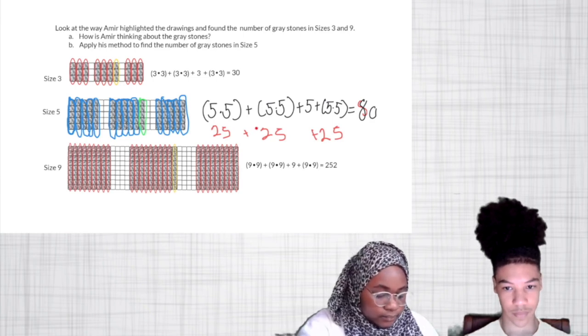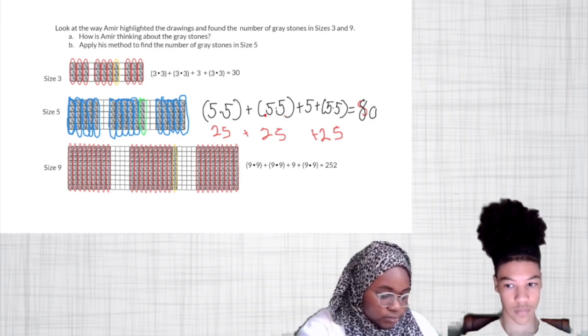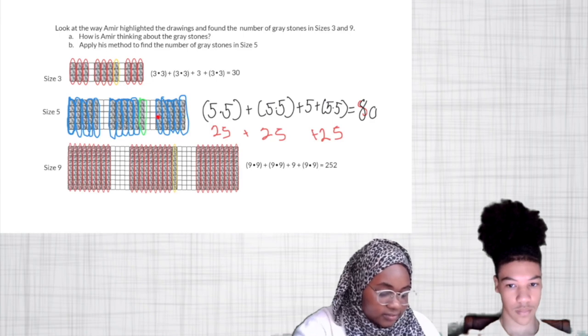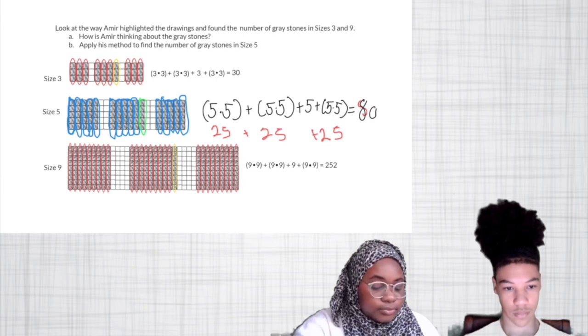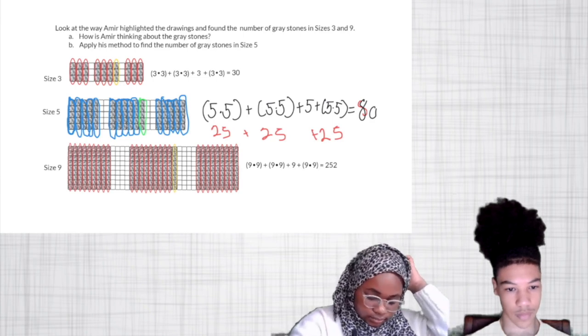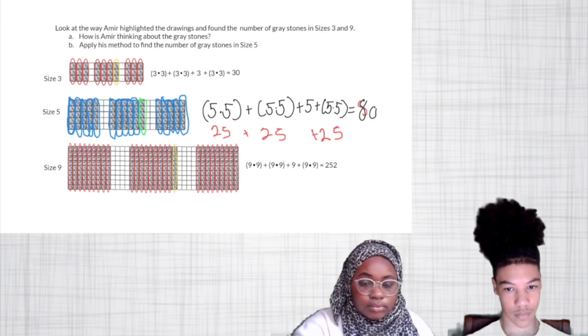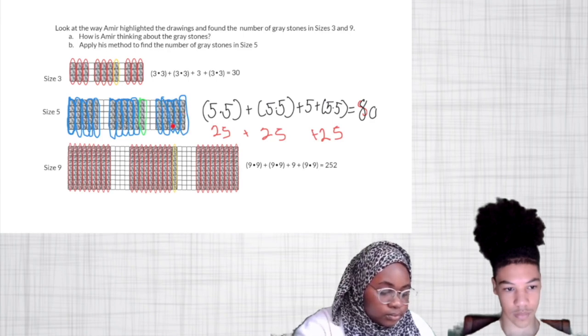Halima, you're up next. So I'm going to point to the next thing. Can you tell us what this 5 times 5 means and where it is in the drawing? This 5 times 5 is 5 groups of 5. It's right here, all of this. Okay. Hey, ET, did you see it the same way or differently? I see it the same way. Okay. So that 5 times 5 is also 25. Halima, where did you see those 25 stones? Here. The whole thing. Okay, great.